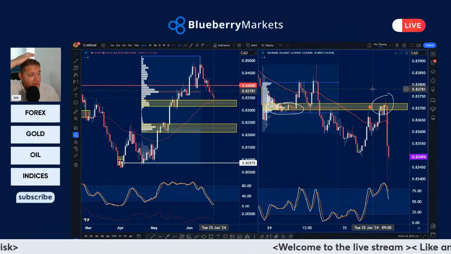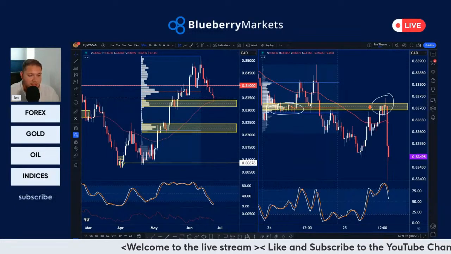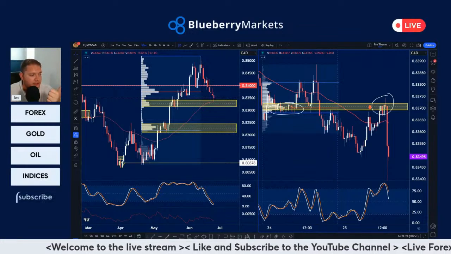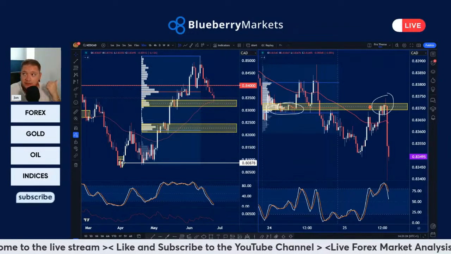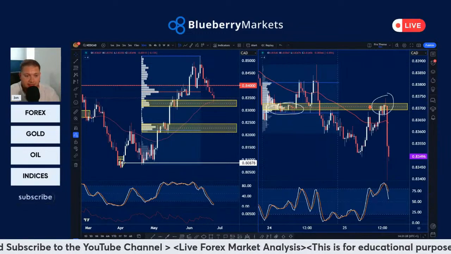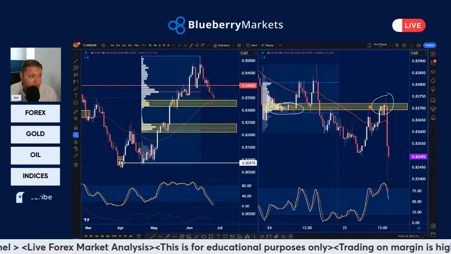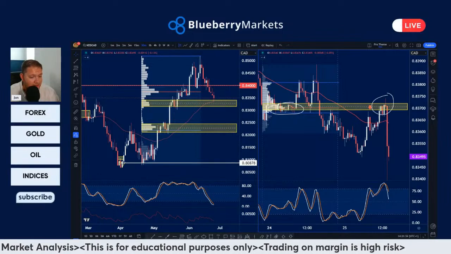So you can see how I've built a picture up over a period of time. I've looked at the commitment of traders reports. I've looked at strength and weakness analysis, and then I've developed a technical analysis around it to understand why I should be getting short this market in particular. Okay, does that make sense?